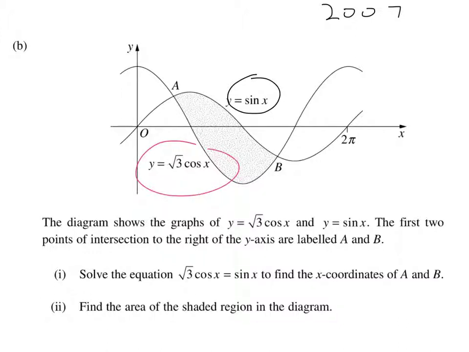No need to graph it, but the main thing is being able to find these points of intersection, point A and point B, because they will be our limits. So the first part is asking you to solve the equation. We just need to keep in mind that tan x is equal to sine x over cos x. Alright, we'll see in the next slide how it's done.